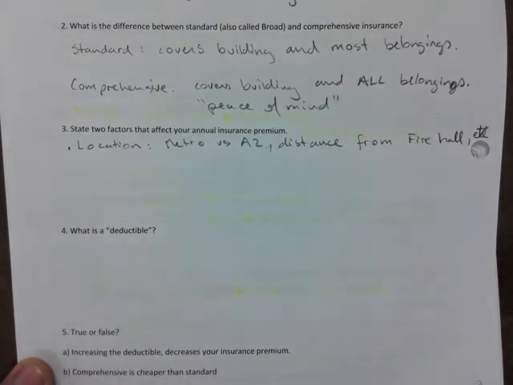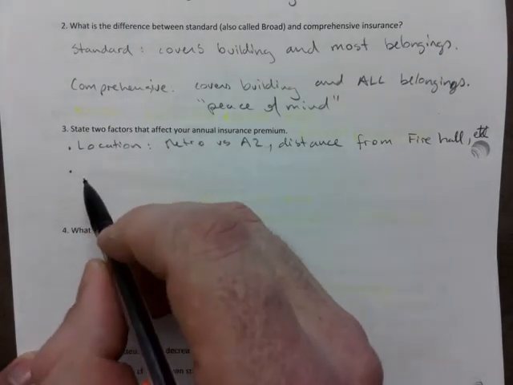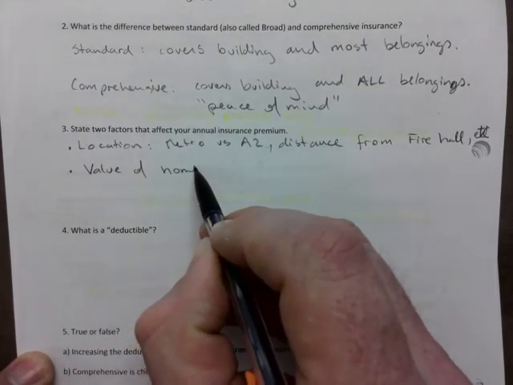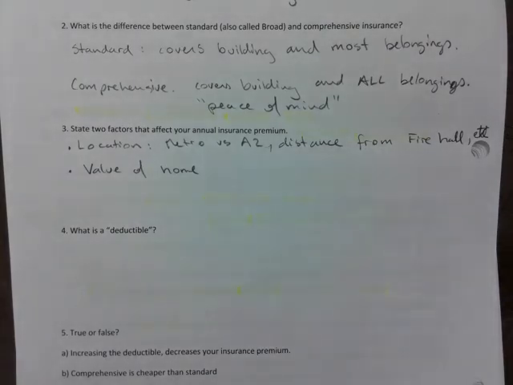So location matters. Are you close to a fire hall and so forth? Value of home. The value of your home is basically the most significant component, right? The more your house is worth, the more they're gonna charge you because it costs more to replace, right? And just so you know, what happens to the value of a home over time? It goes up. So let's say your house burns down 10 years down the road. The house has gone up in value. That's why insurance goes up as well.